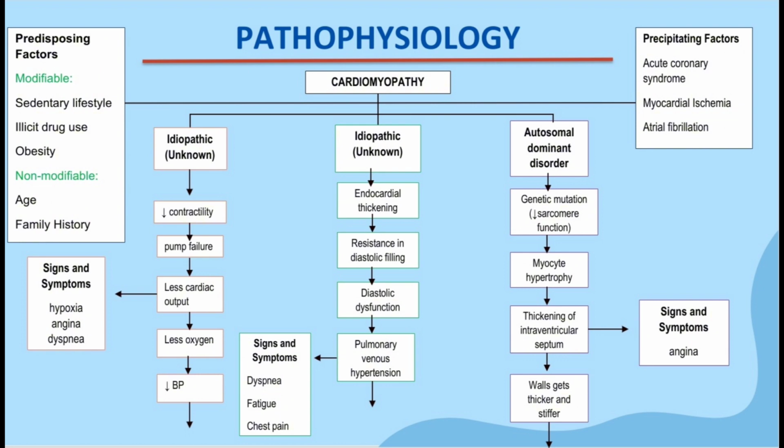So, in non-modifiable, we have the age and the family history. So, the age. The chance of getting cardiomyopathy rises with aging. This is due to the possibility that the heart muscles may gradually deteriorate or lose effectiveness over time. While we cannot stop the aging process, we can still manage other modifiable risk factors and encourage general heart health by leading a healthy lifestyle. So next is family history.